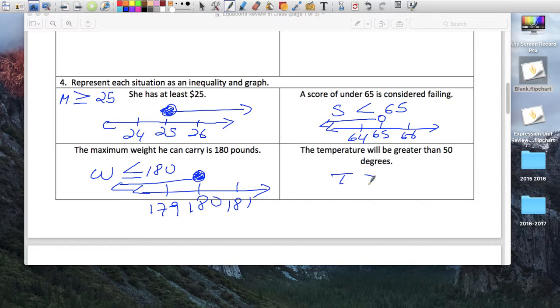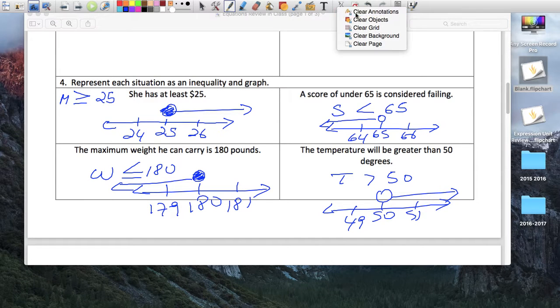Temperature greater than 50. Pretty straightforward. Number line 50, 51, 49, and circle on top of the 50, and we're going to aim that way. 50 is not part of our solution. Okay, it has to be greater than 50, so anything to the right of 50 will make that inequality true.